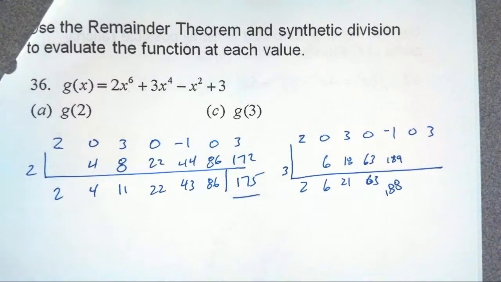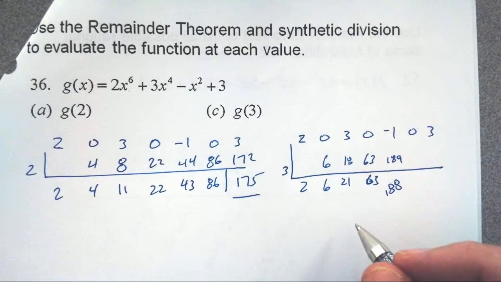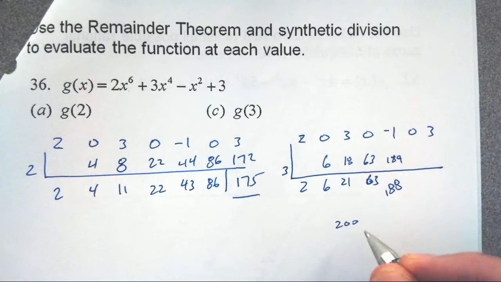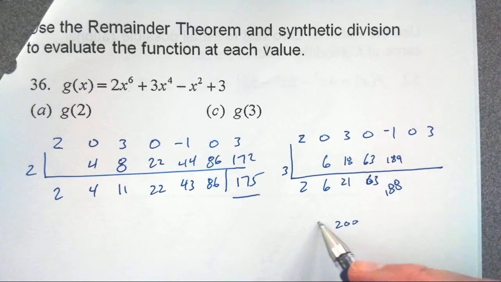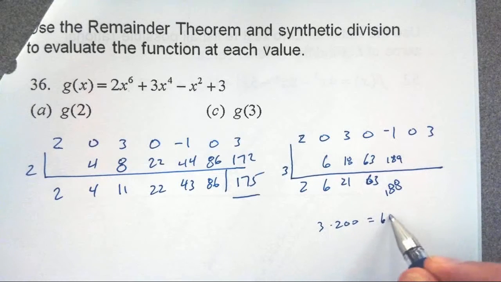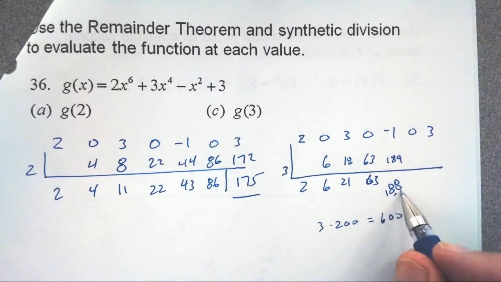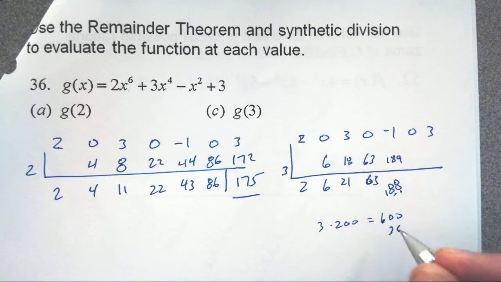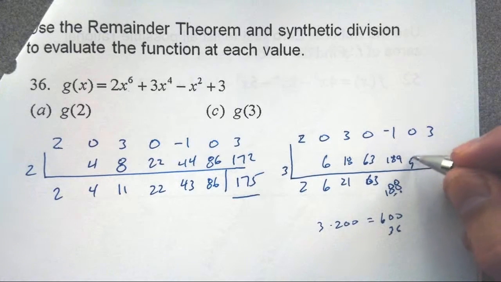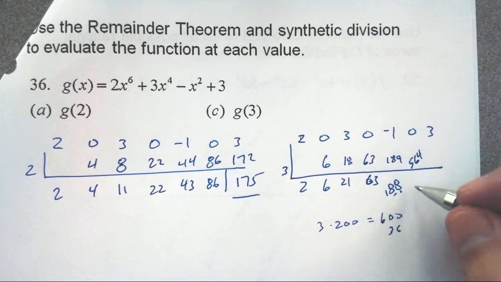Now, times 3, we want to do this one in our head. Let me tell you what I'm thinking if I have to do this in my head. First, I wish I had a calculator. But second, what's 200 times 3? 200 times 3 is 600. But I'm 12 short of 200 times 3. Subtract 36. I've got 564.